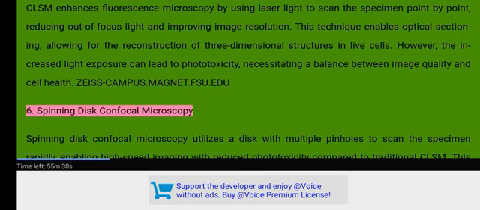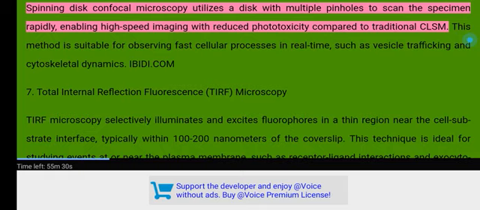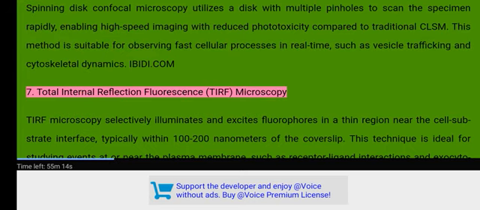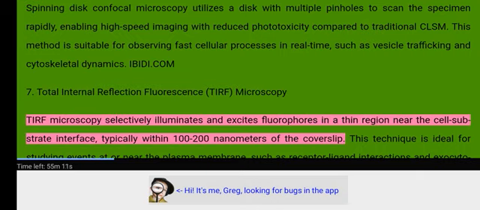6. Spinning disc confocal microscopy. Spinning disc confocal microscopy utilizes a disc with multiple pinholes to scan the specimen rapidly, enabling high-speed imaging with reduced phototoxicity compared to traditional CLSM. This method is suitable for observing fast cellular processes in real time, such as vesicle trafficking and cytoskeletal dynamics. Abidi, Com.